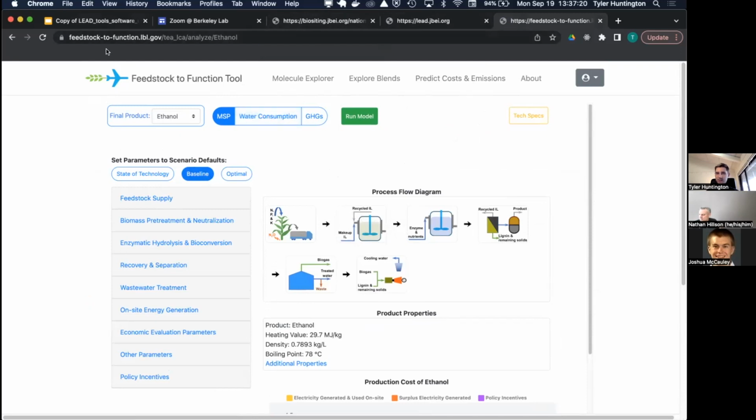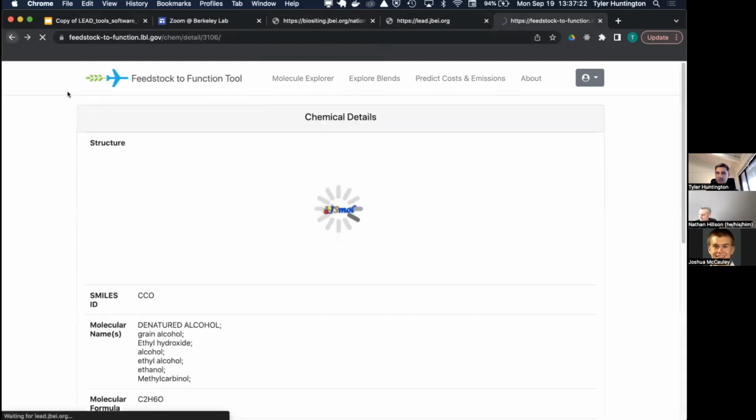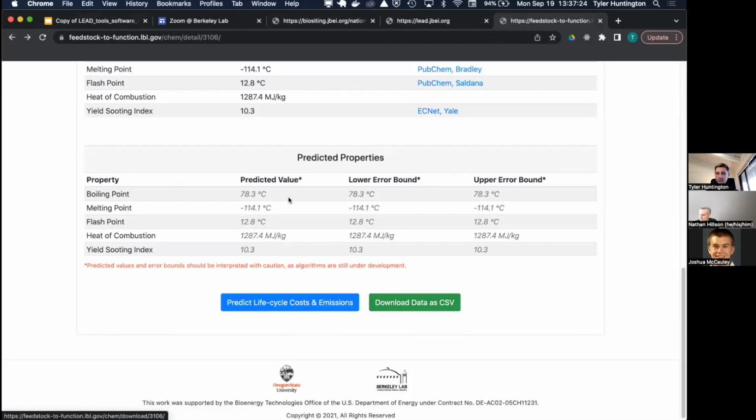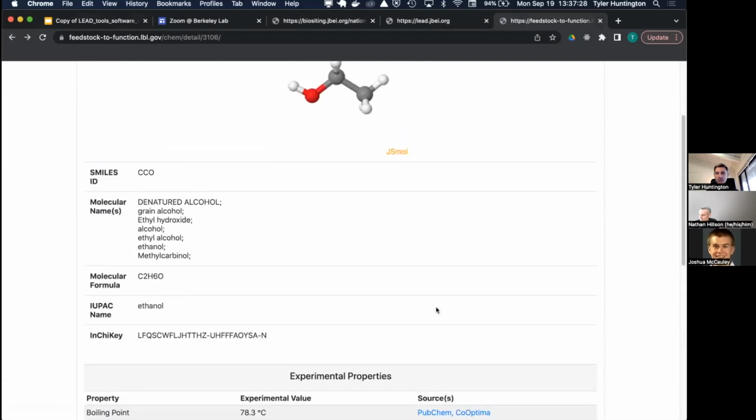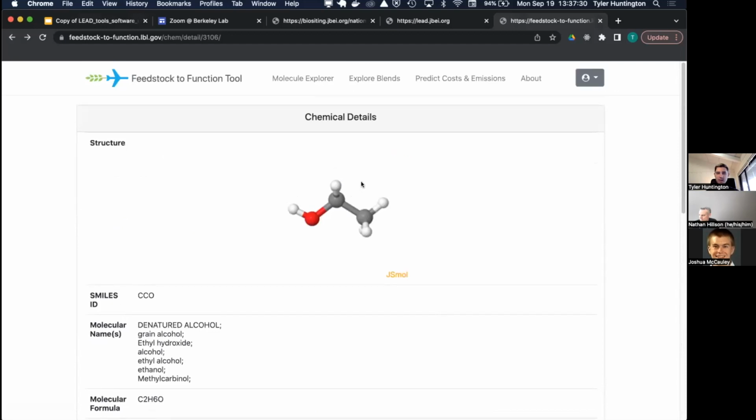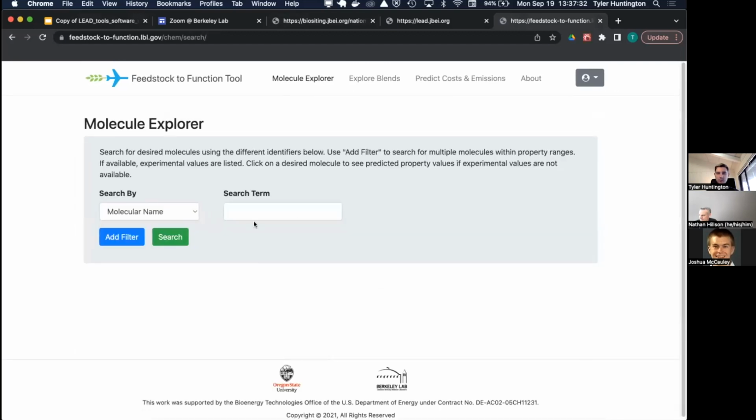That's built right into the Feedstocks to Functions interface. And like before, you can always download your results in raw CSV format. So that's kind of the search interface.